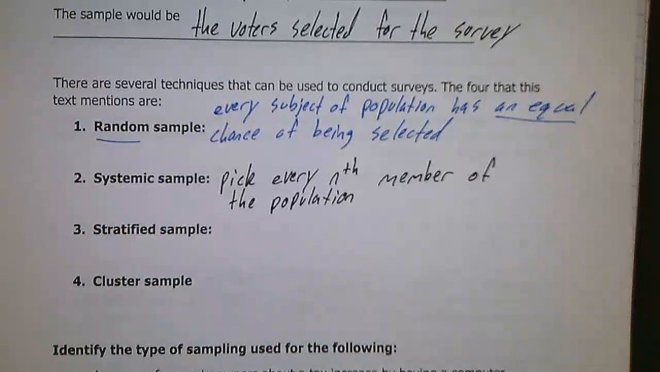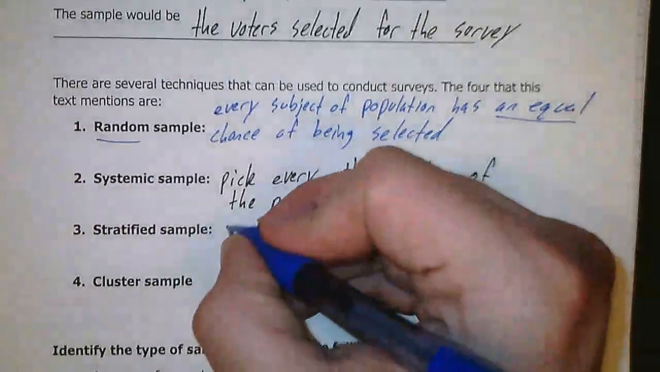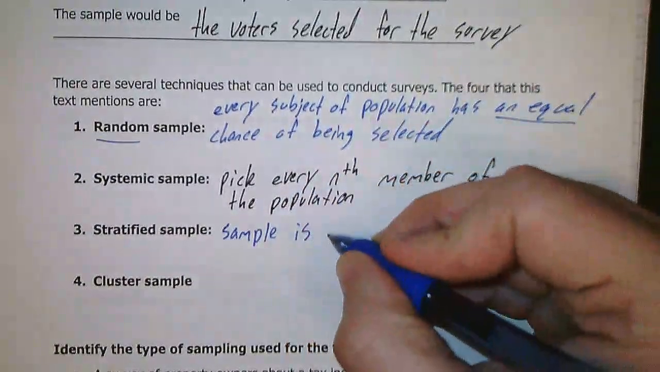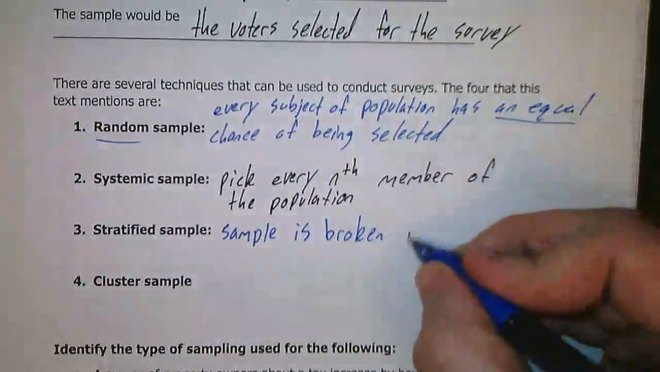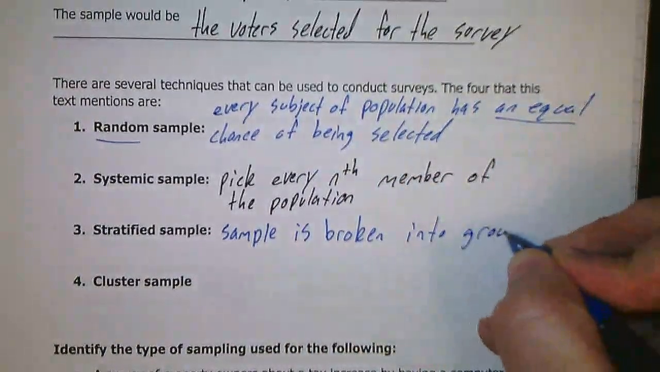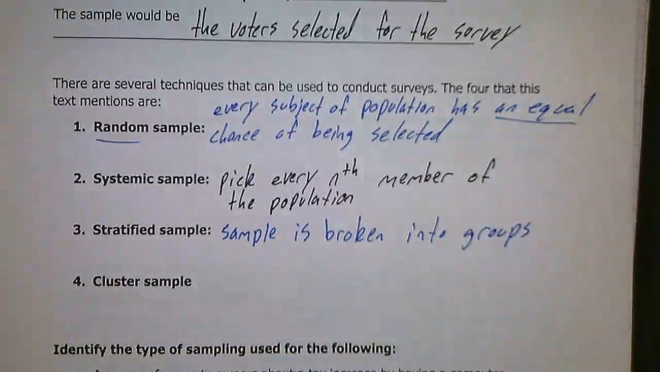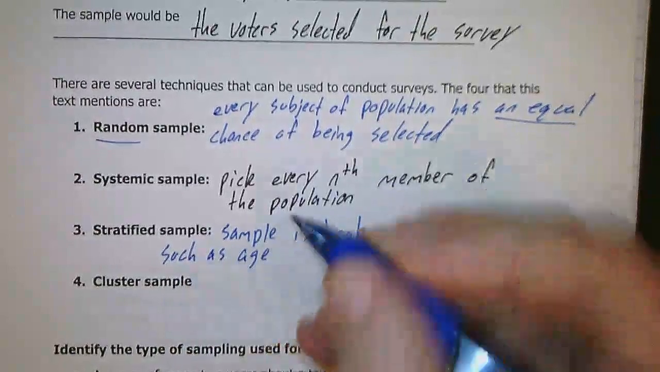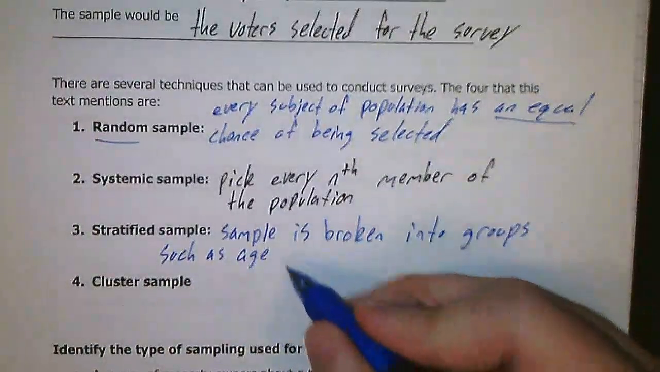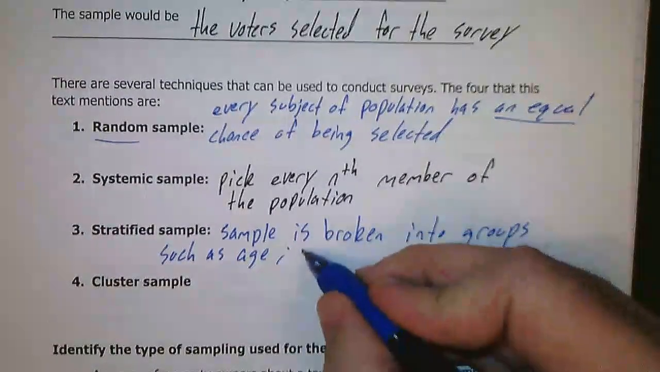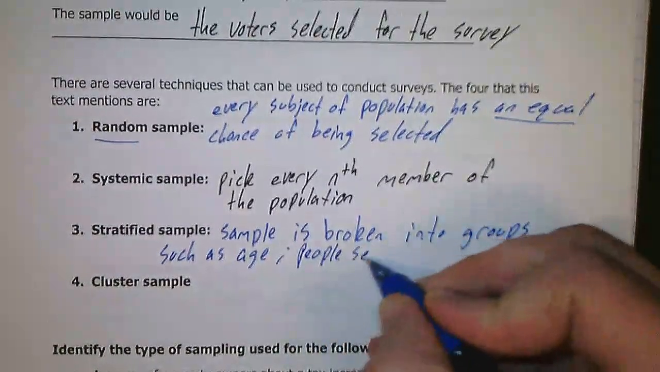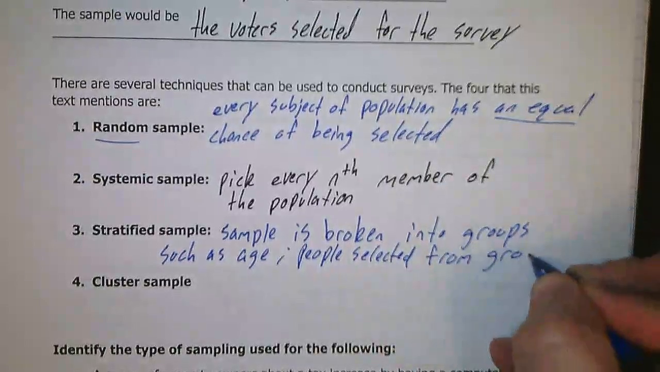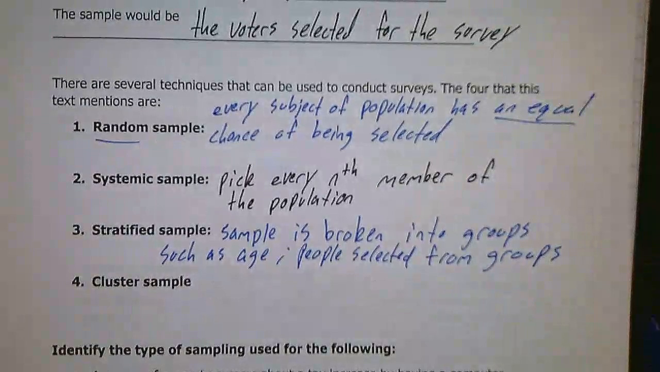A stratified sample is where the sample is broken into groups, such as age, or people selected from groups. And we'll look at examples of all of these in just a second.